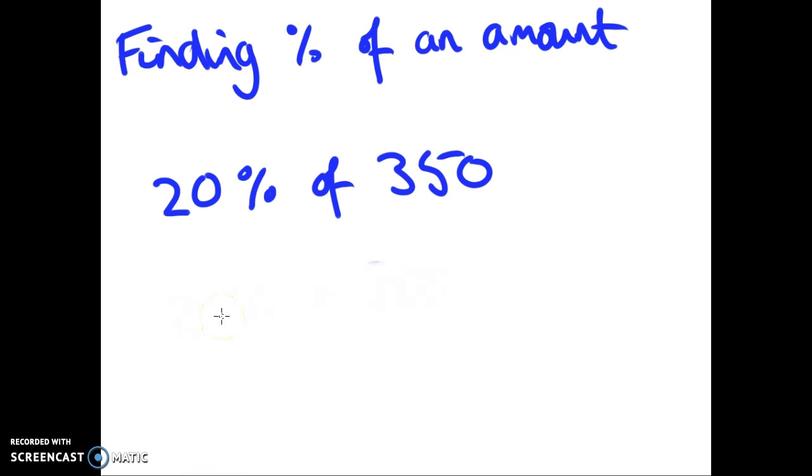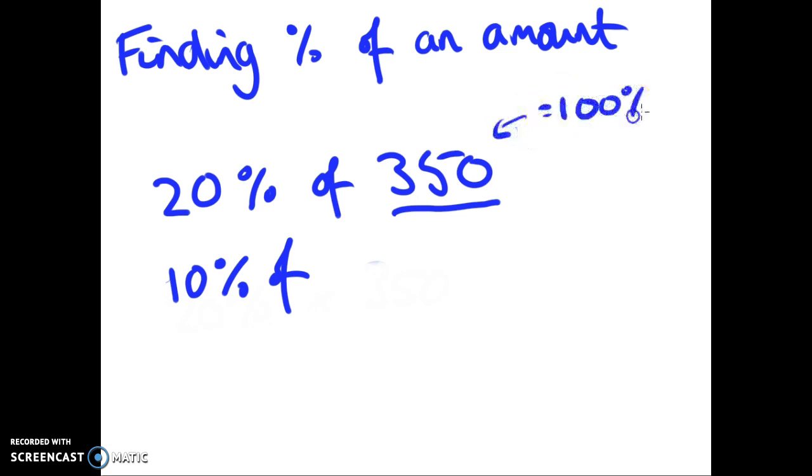So to find the percentage of an amount, there's two real ways we can tackle this. The first way, and the way I would recommend, is we start off by finding 10% of whatever our amount is. Now, to find 10% of any number, it's really simple. All you need to do is divide the number by 10. Because if you think about it, the whole amount, 350, is the same as 100%. That's one whole. So to get 10% of it, we need to divide 100 by 10. So if I divide 350 by 10, 10% of 350 will give me 35.